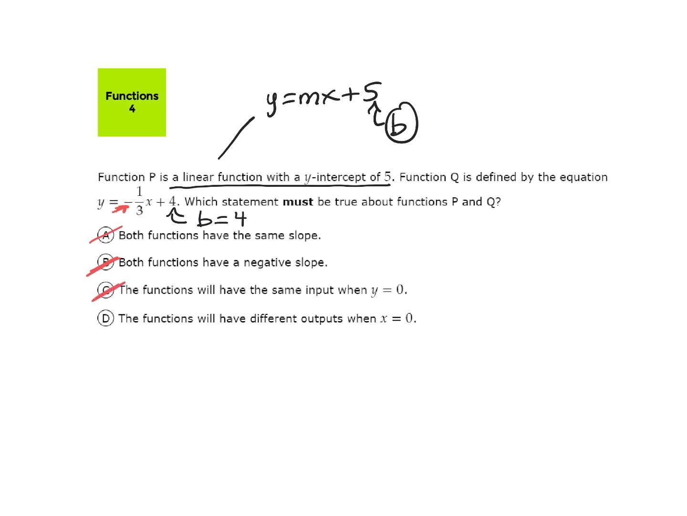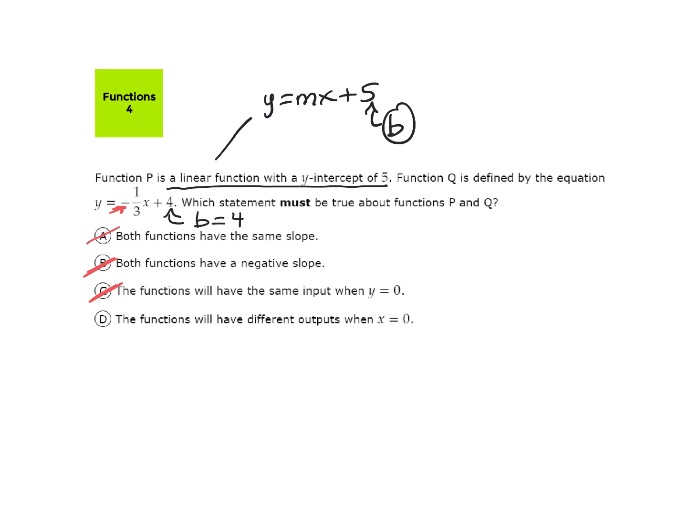And choice C, the functions will have different outputs when x equals 0. Well, I can be pretty certain about that. I know that your x is 0 here, and if I put in a 0, that's going to turn into 5. And if I put in a 0 here, that's going to turn into 4. That would be different outputs. One is going to be 4, and one is going to be 5. Those are not equal. So my choice is D.